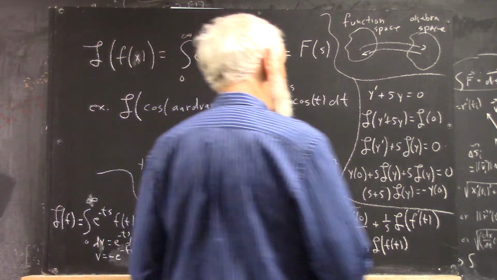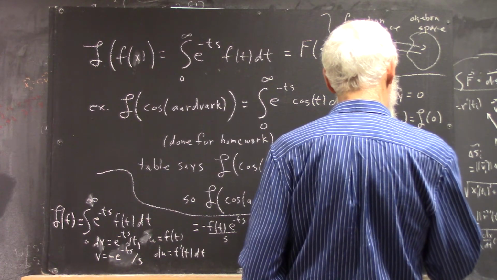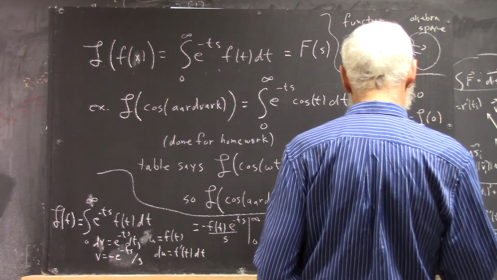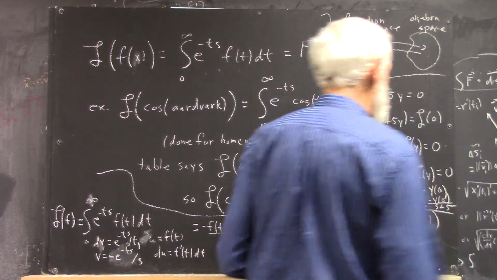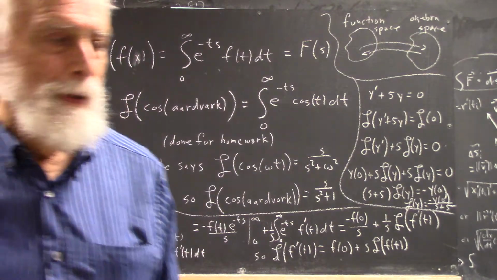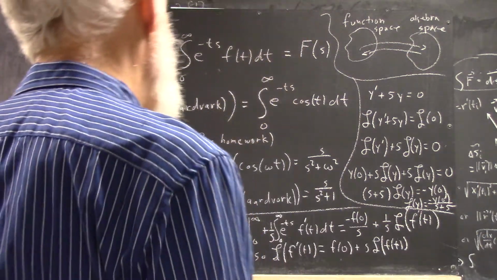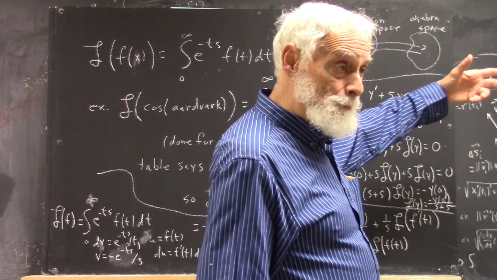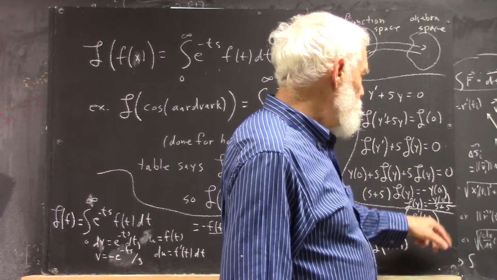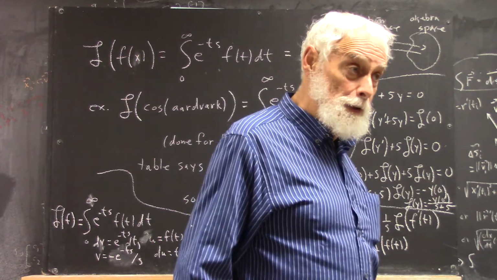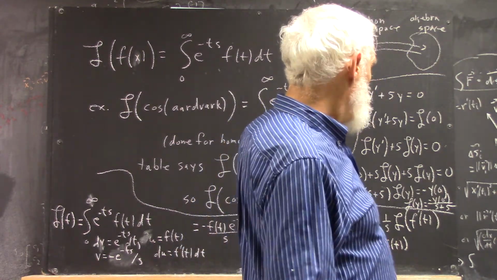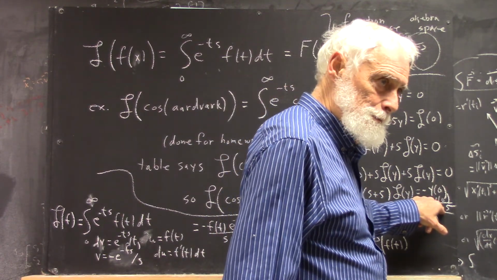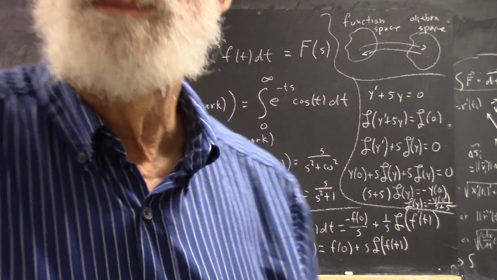So the Laplace transform of y is negative y of 0 over s plus 5. Okay? Now look in your table. Now negative y of 0 is just some number, right? So we could think of that as negative y of 0 times 1 over s plus 5, right? So what would 1 over s plus 5 be the Laplace transform of? Go ahead and look it up. I'll be back in a minute.